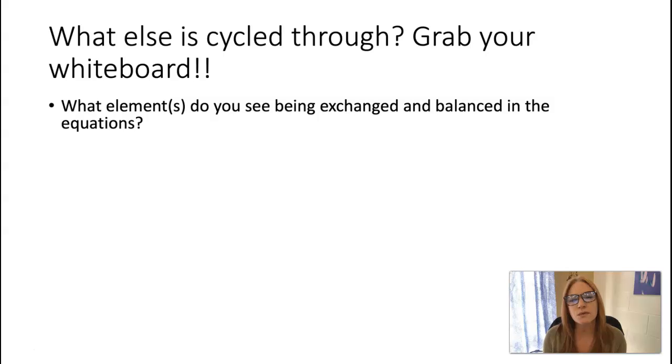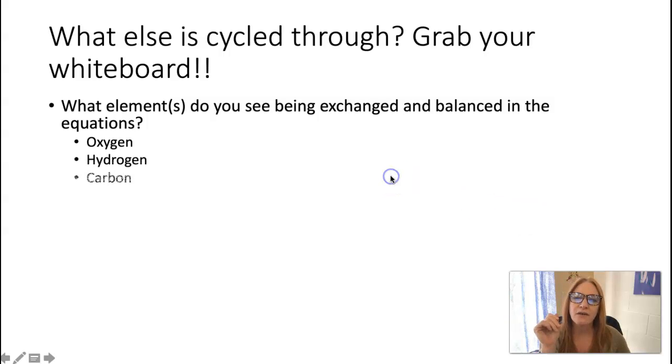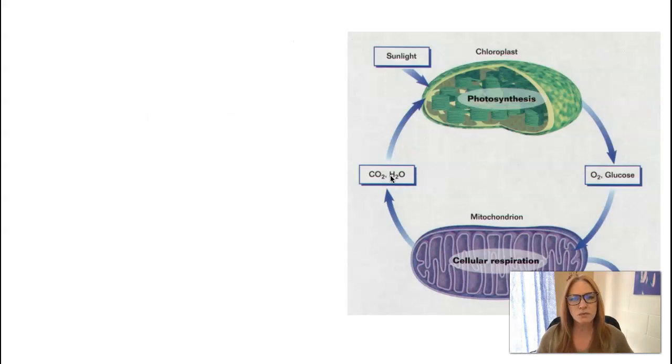So when you're looking through those equations that you wrote down, what molecules and what elements do you see being exchanged and that balance out on both sides of the equations? Go ahead, write it down. I'll wait. Pause me. Okay, are you back? Did you notice that in those equations we have oxygen, hydrogen, and carbon being balanced on both sides? So what goes in as reactants comes out as products with the same number of elements and molecules, just rearranged in different groupings.